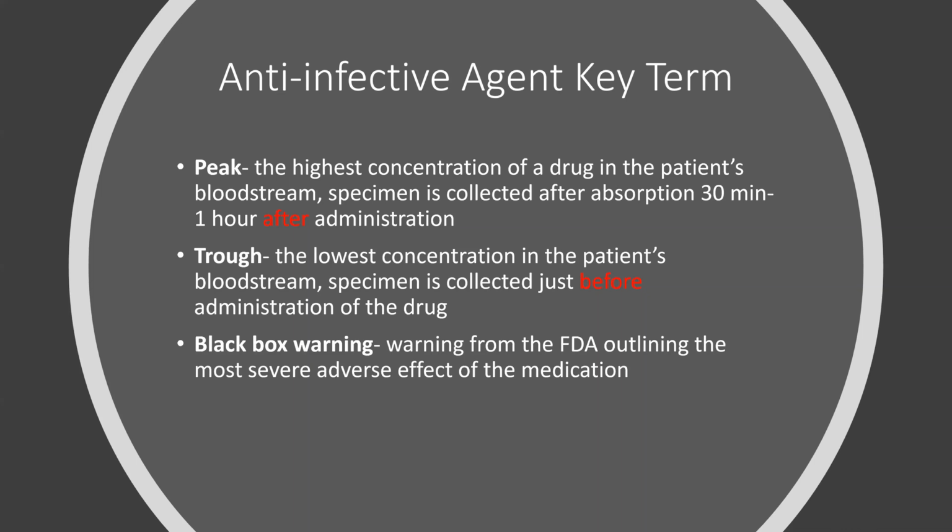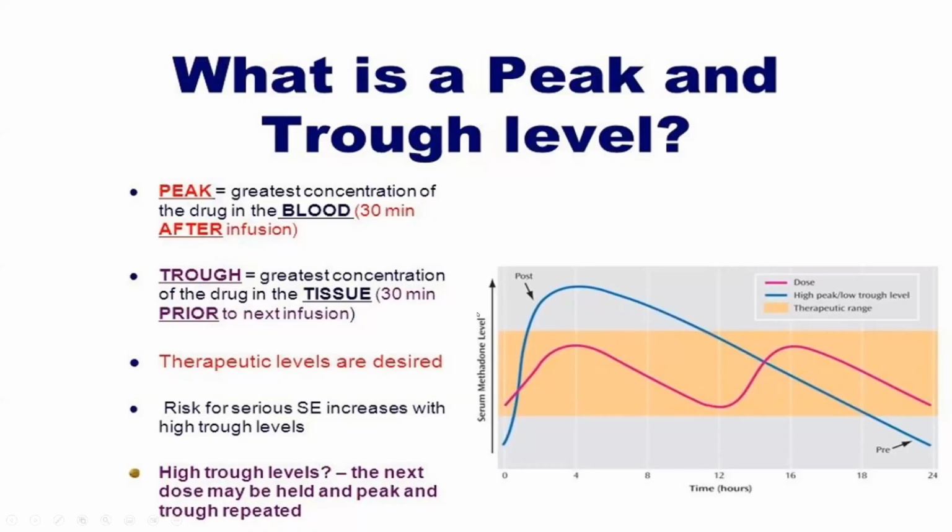You also see black box warnings. These are warnings from the FDA. They outline the most severe adverse effects of the medication. Okay, so here's just another slide on peak and trough. The slides will be posted, so you can look at this.